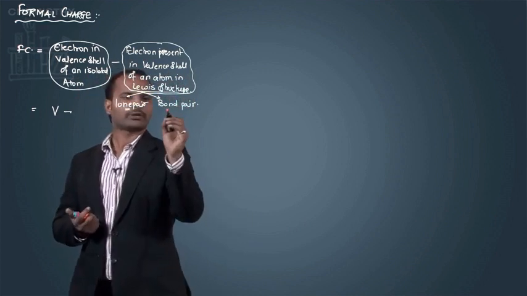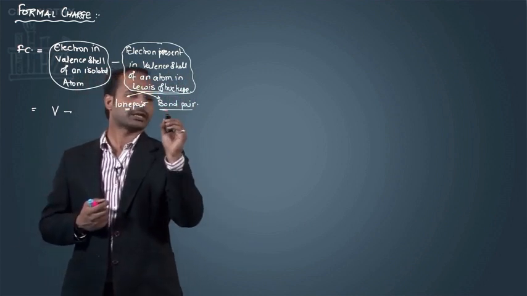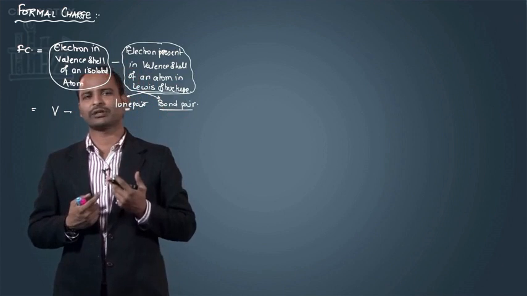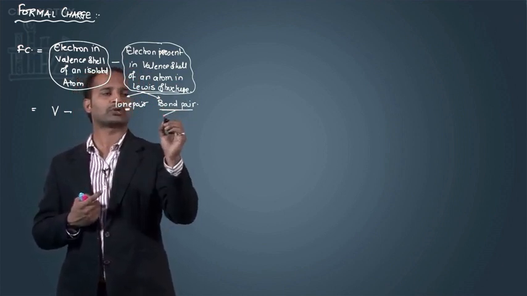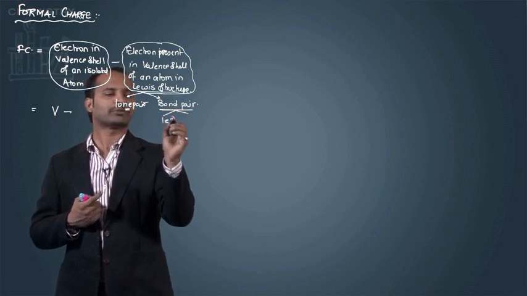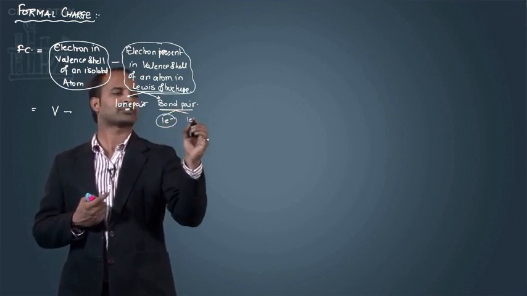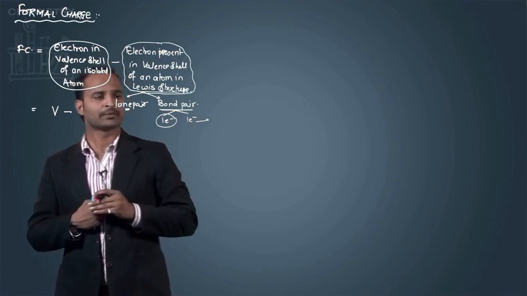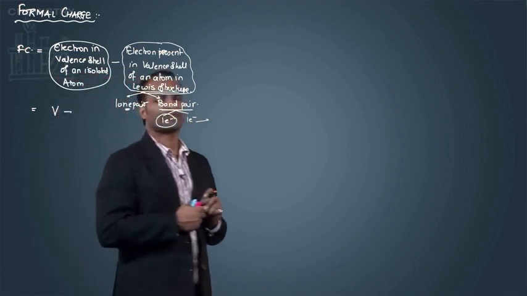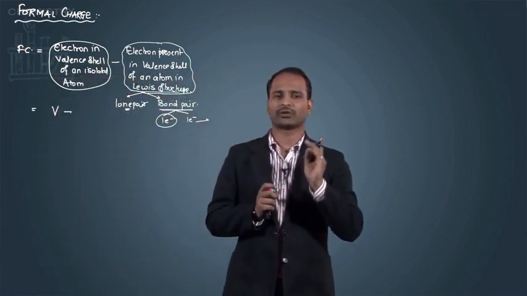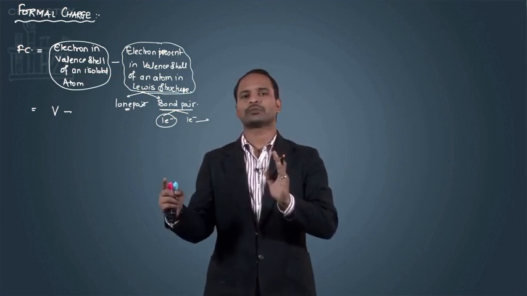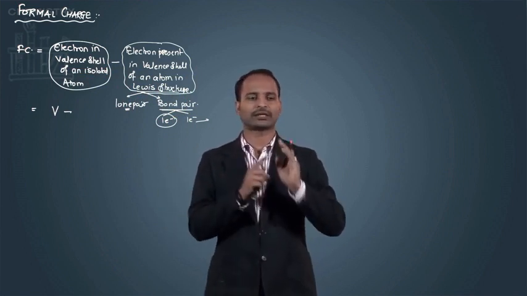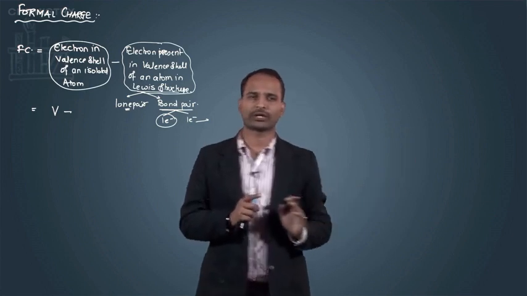Now in a bond pair, at least if there is a single bond, there will be 2 electrons, but out of those 2 electrons, only 1 electron will be of that particular atom and the second electron will be of some other atom. That means if the bond pair has 2 electrons, only one electron is of the particular atom whose formal charge is to be calculated, and the other electron is of the other bonded atom.